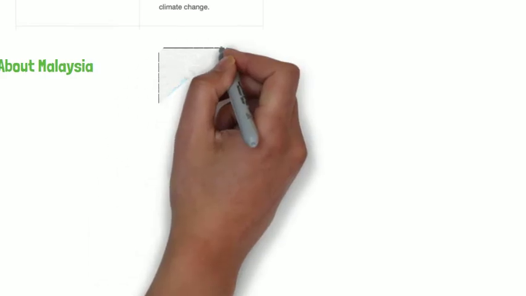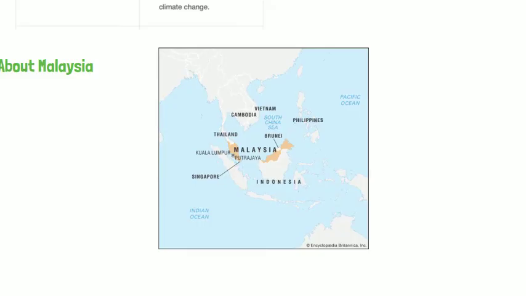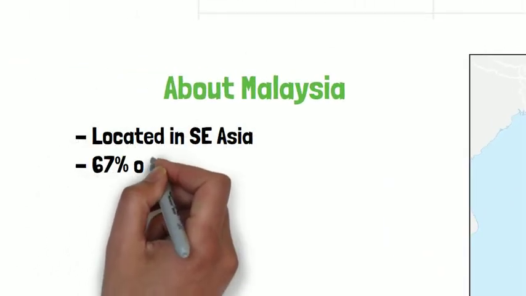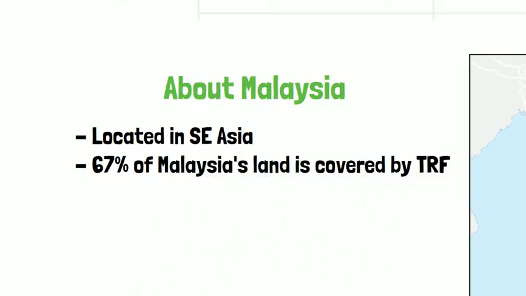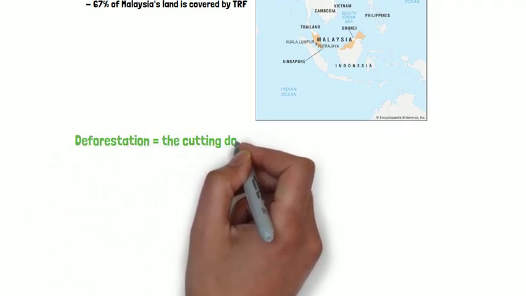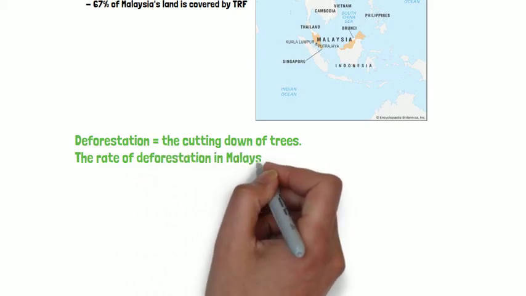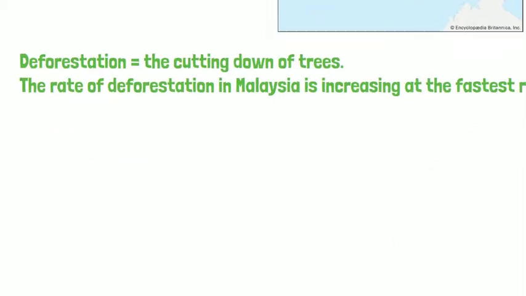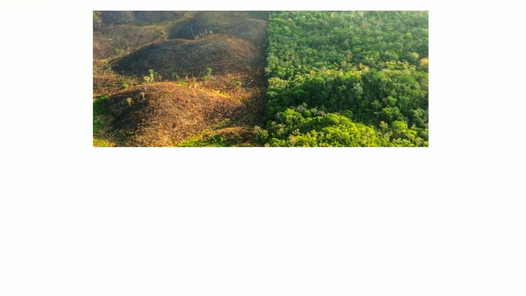So first of all, a little bit about Malaysia. So Malaysia is split into two parts. We've got Peninsular Malaysia and East Malaysia, which is part of the island of Borneo. It's located in Southeast Asia, and 67% of Malaysia's land is covered by tropical rainforest. So deforestation is the cutting down of trees. So the rate of deforestation in Malaysia is the fastest rate across the world.